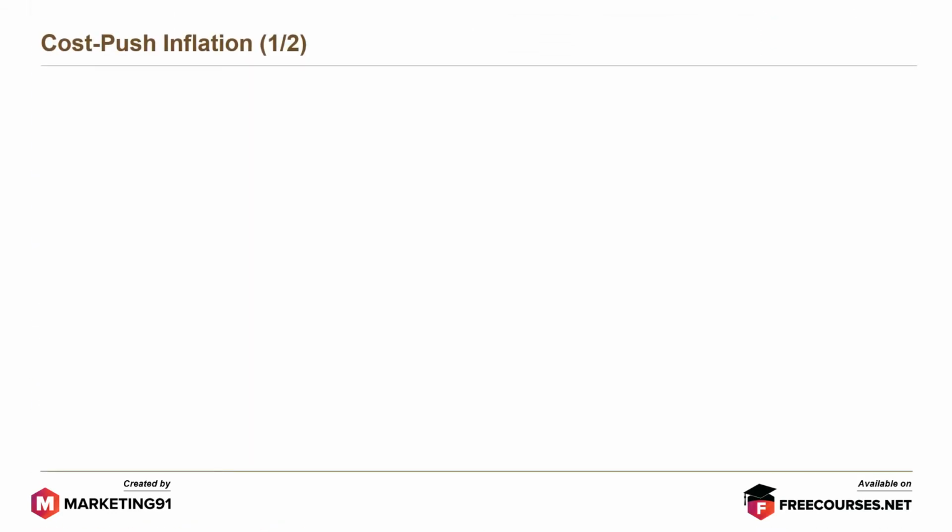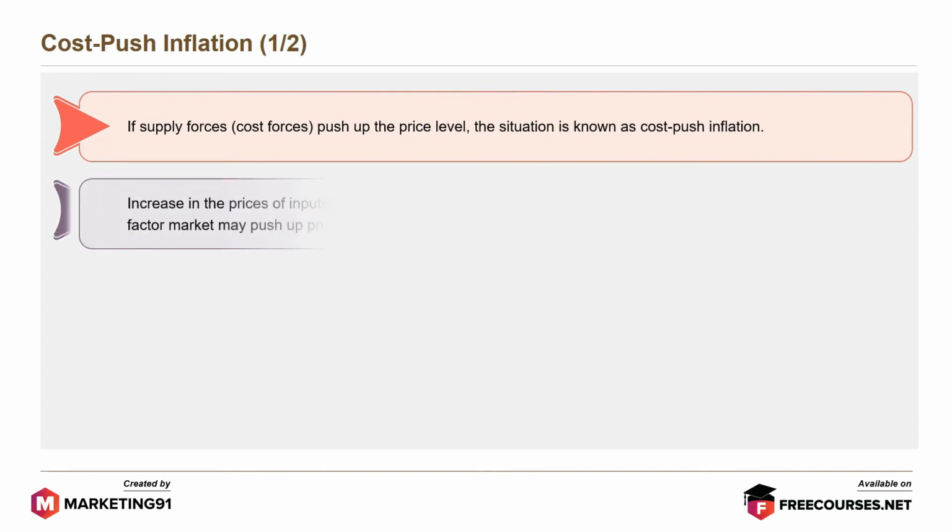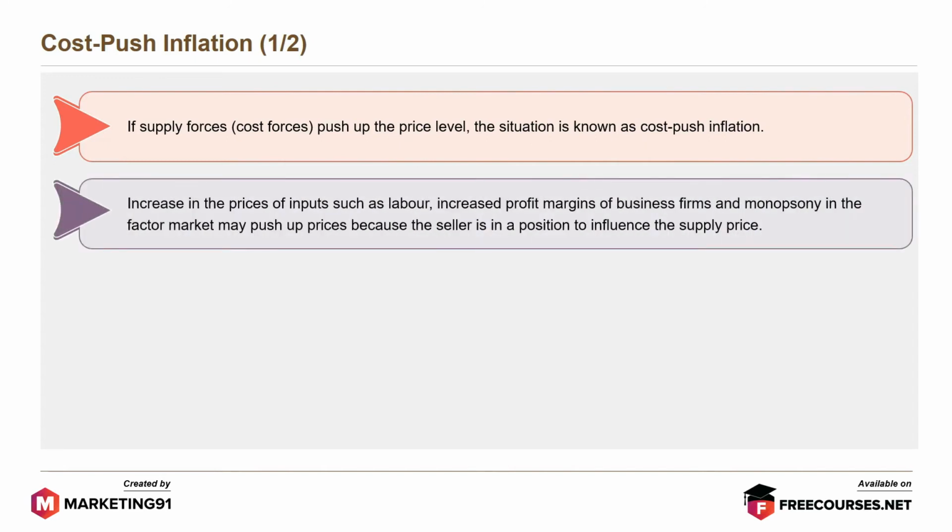The next type is cost push inflation. If supply forces or cost forces push up the price level, the situation is known as cost push inflation. An increase in the prices of inputs such as labor, increased profit margins of business firms, and monopsony in the factor market may push up prices because the seller is in a position to influence the supply price.